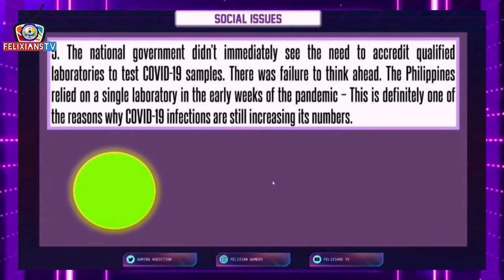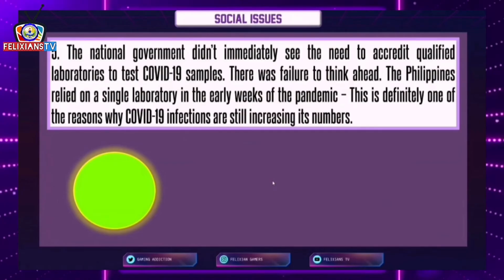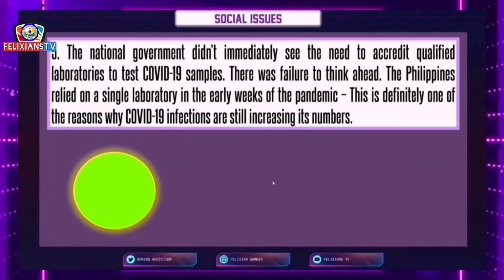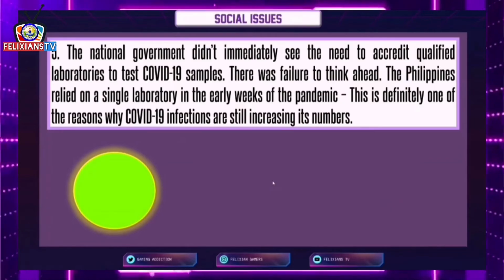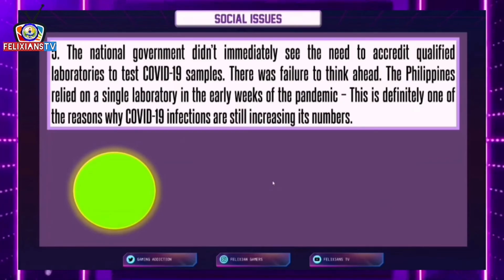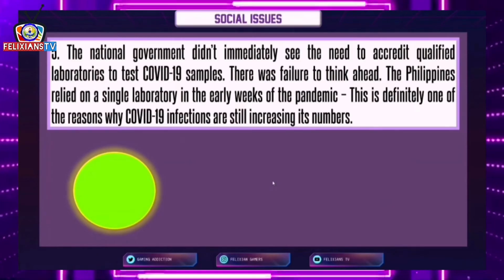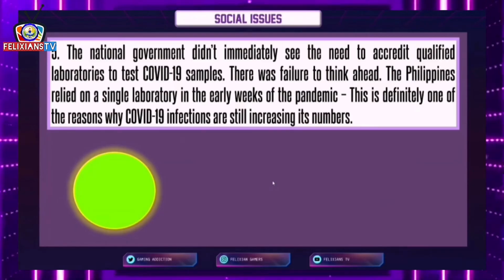And for the last number, number 5, the national government didn't immediately see the need to accredit qualified laboratories to test COVID-19 samples. There was failure to think ahead. The Philippines relied on a single laboratory in the early weeks of the pandemic. This is definitely one of the reasons why COVID-19 infections are still increasing its number.